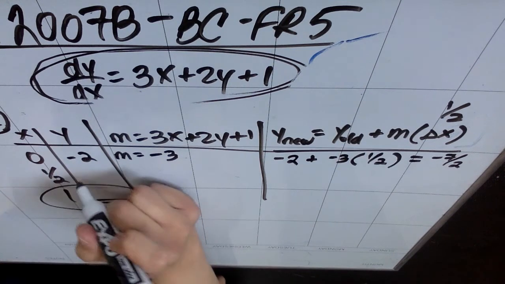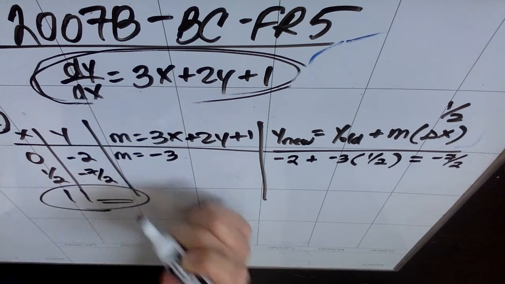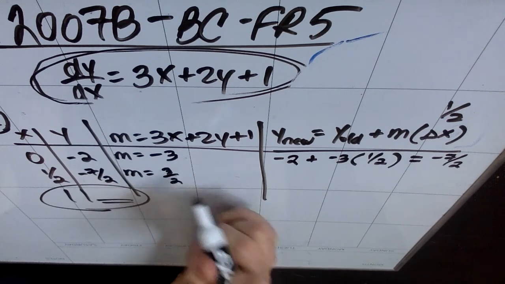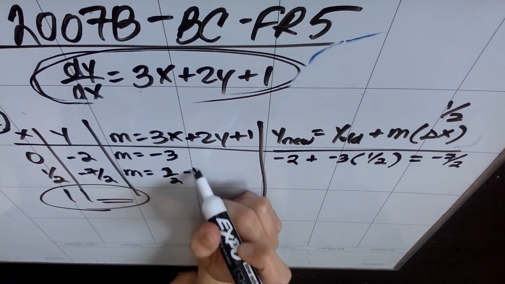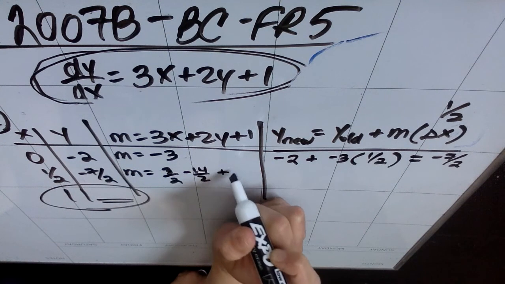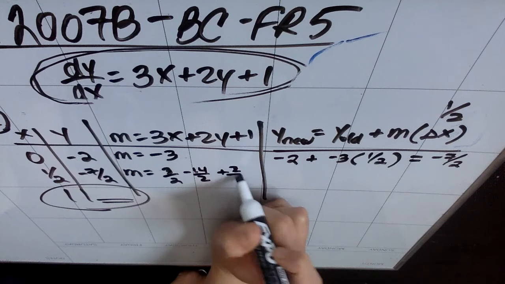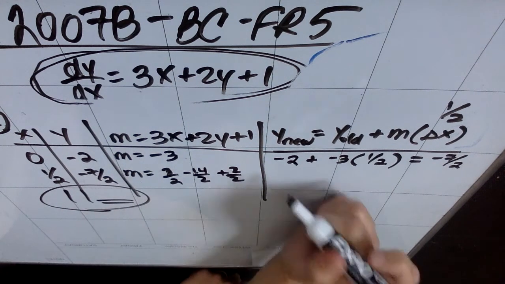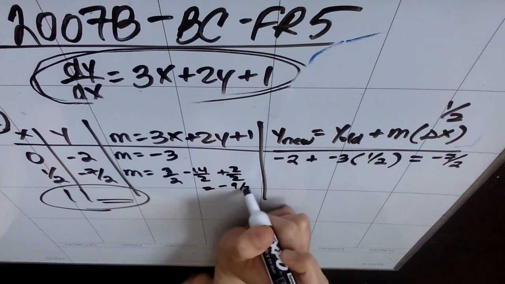After I get my negative 7/2, that's my new y value, right? And then to find my slope, I use 3 times the x, which would be 3/2, plus 2 times the y, which would be negative 14/2, plus 1, which is 2/2, since everybody seemed to be in halves anyway. So I think I get negative 9/2, right? So that's negative 9/2 for my slope.